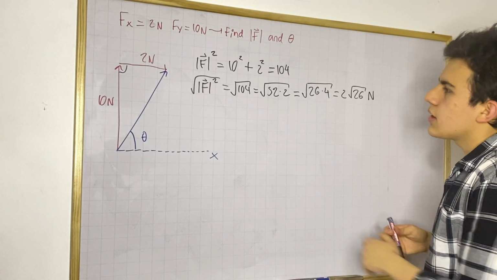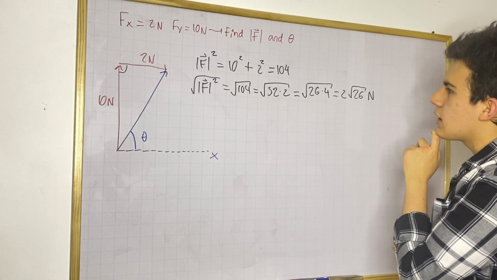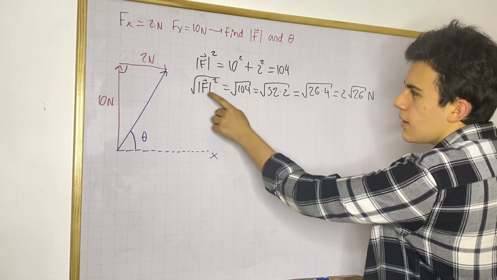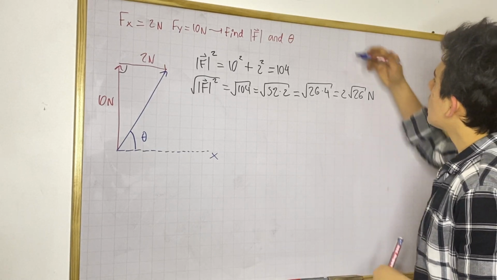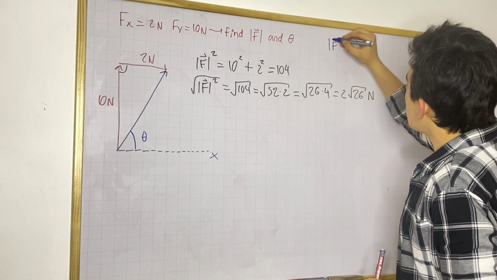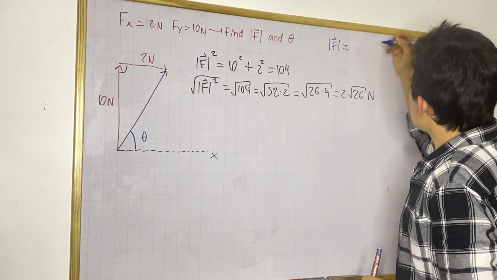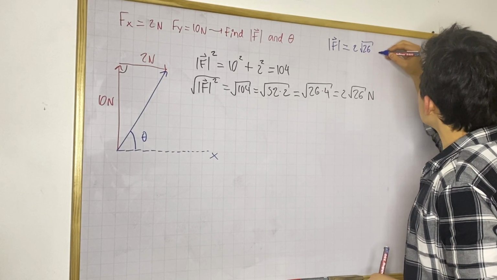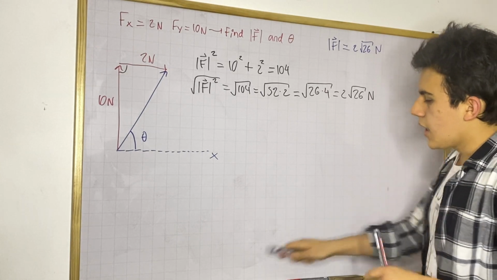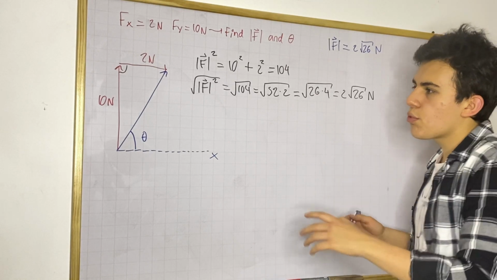Yep, that's perfect. So now, what do we need to do in this case? Well, now we know how much the magnitude of the vector is. I'm going to write it up here. So we know F is going to be equal to 2 times square root 26 newtons. And now let's find the angle theta. Now this is pretty cool.